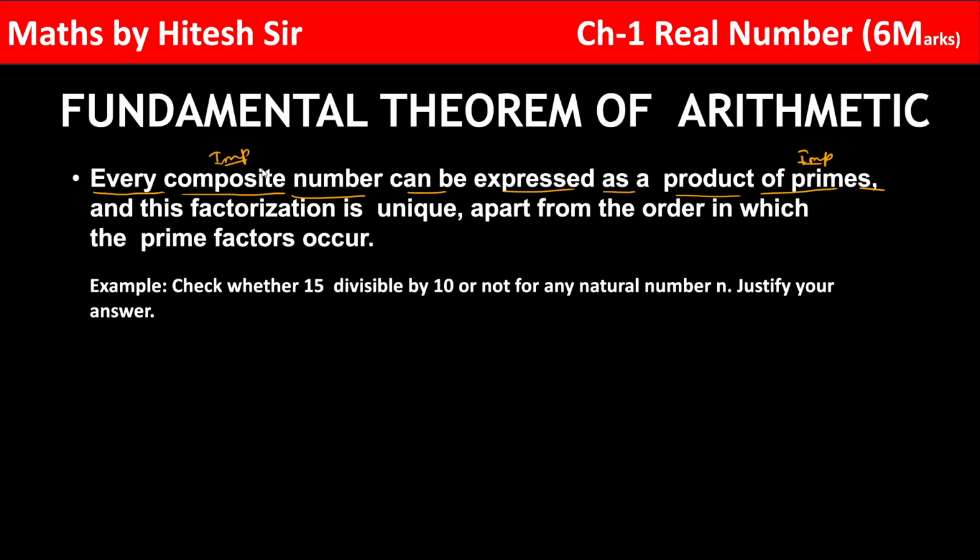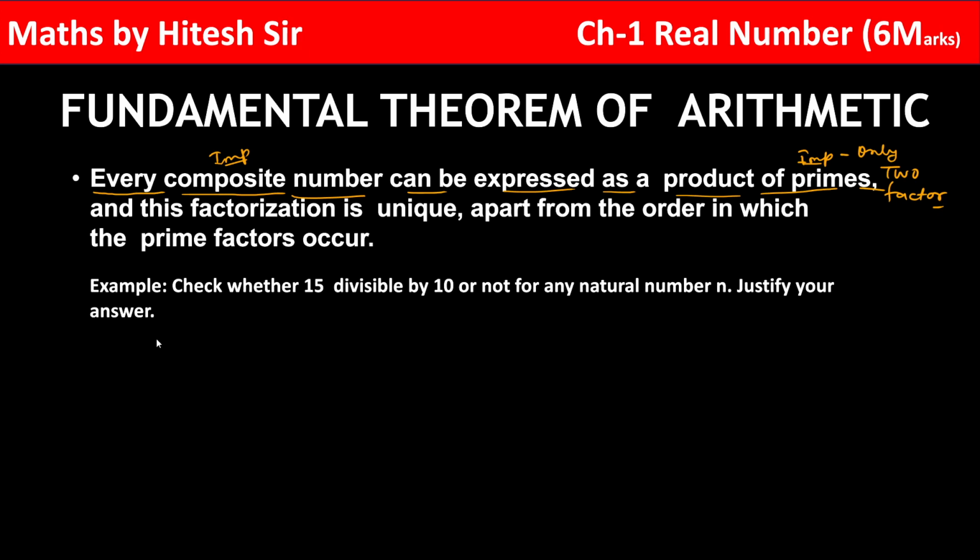A number which has more than two factors, we can say that it is a composite number. Clear? And what is a prime number? A prime number means a number which has only two factors. How many? Two factors.